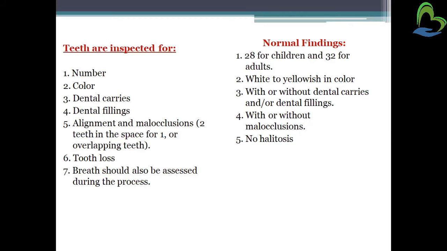The next, what are the normal findings? 28 teeth for children and 32 for adults. White to yellowish in color, with or without dental caries and or dental fillings, and with or without malocclusion, and no halitosis noted. So if the person has bad breath, which is called halitosis, you have to report it to the physician.